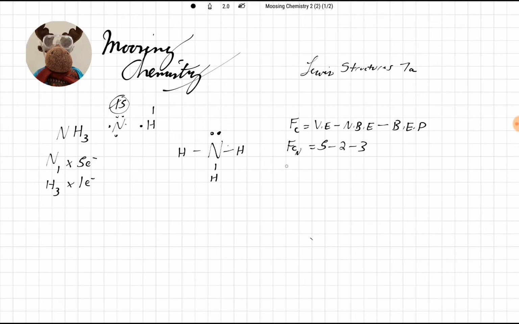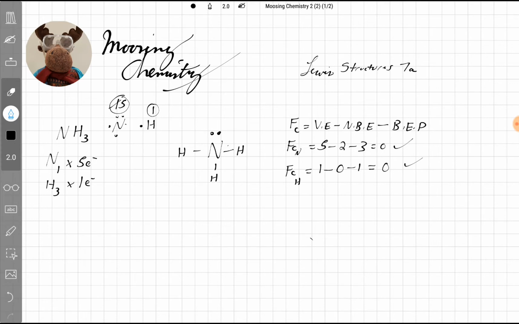All right, now let's do one of the hydrogens. All the hydrogens look the same, so all we have to do is just do one of them. So hydrogen comes with 1 valence electron. Minus, there are no non-bonding electrons. They're all being bonded, minus 1 bonding pair. That gives me a 0. And you know what? This is a perfect structure. All right, let's do one more just in case you wanted to have some more fun.